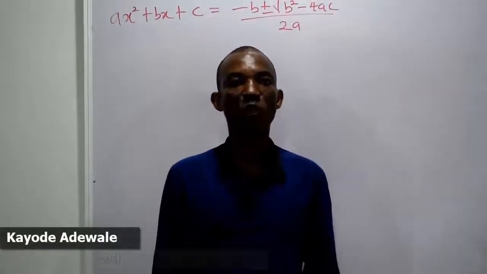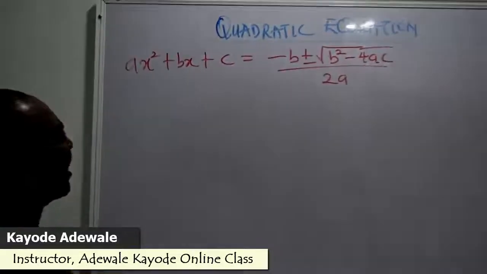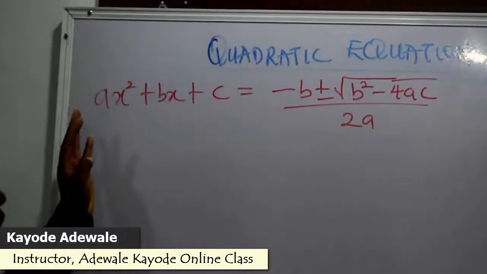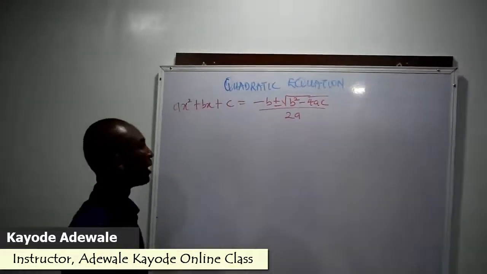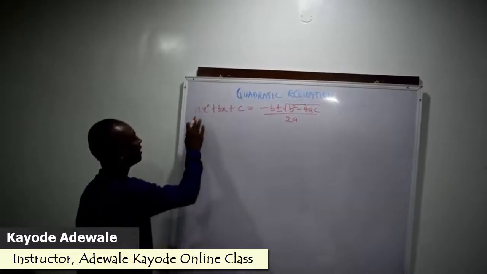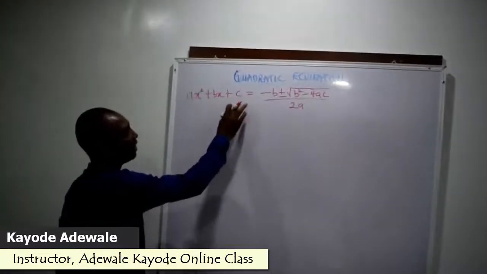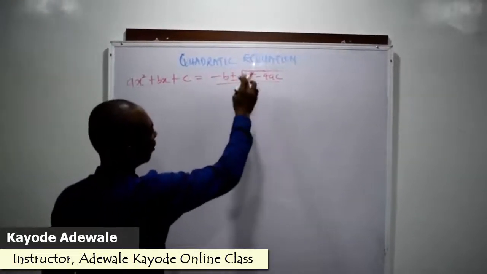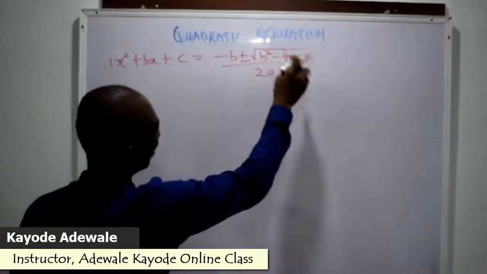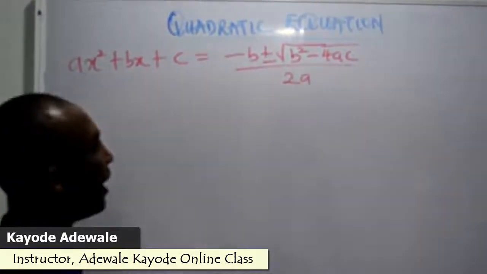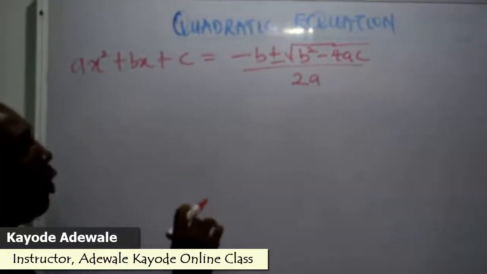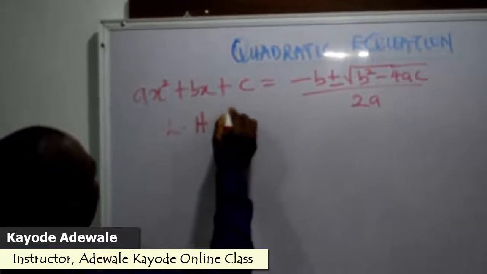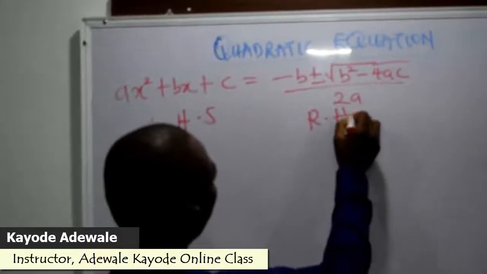In mathematics, today we want to work on quadratic equation and see how the general form of quadratic equation can lead to the quadratic formula. The general form of quadratic equation is ax squared plus bx plus c, and the quadratic formula says minus b plus or minus square root of b squared minus 4ac, everything over 2a. We want to use the completing the square method to derive this formula from left hand side to right hand side.